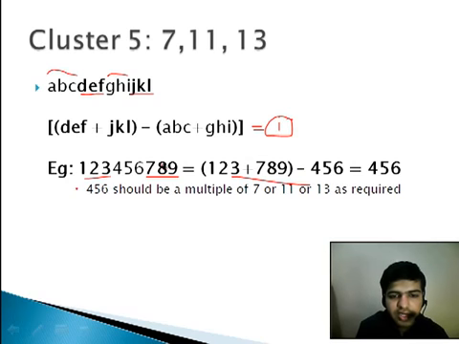We have to add 789 plus 123, and minus the middle digit 456 from it. We get the sum as 456. Now if 456 is a multiple of 7, this entire number 1, 2, 3, 4, 5, 6, 7, 8, 9 would be a multiple of 7. Similarly for 11 or 13 also. Please try to take a few examples on your own and check whether that number is a multiple of 7, 11 or 13.